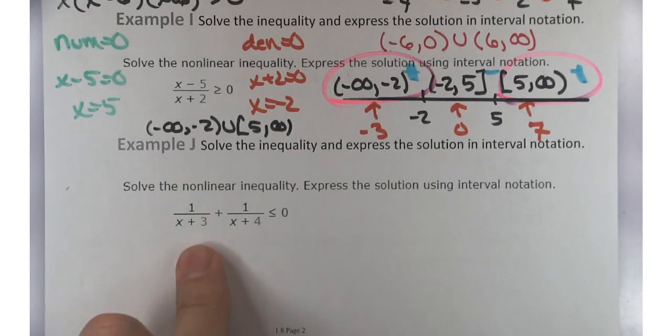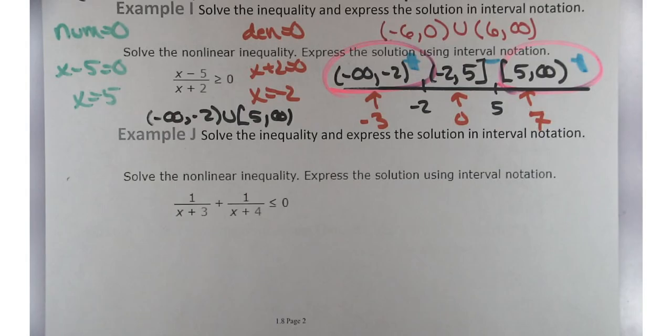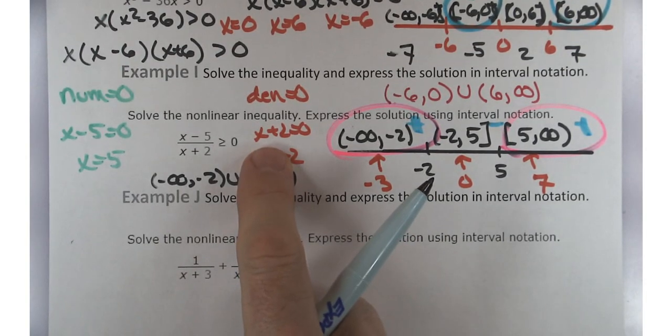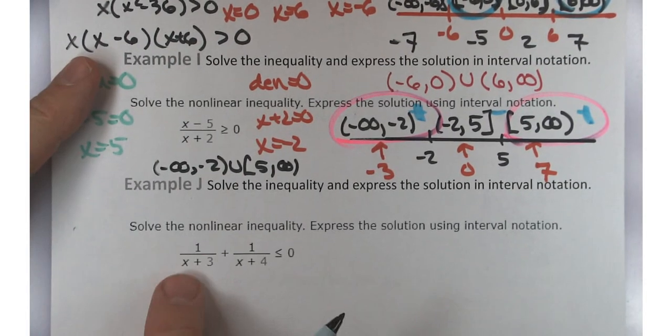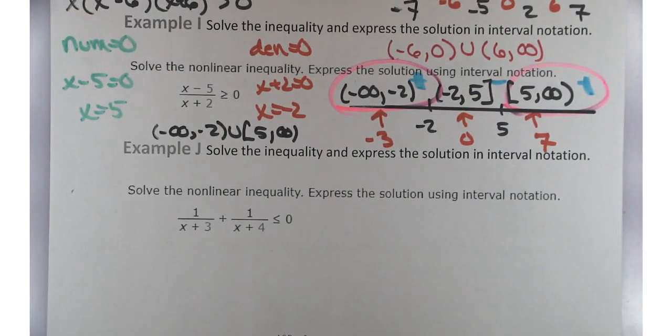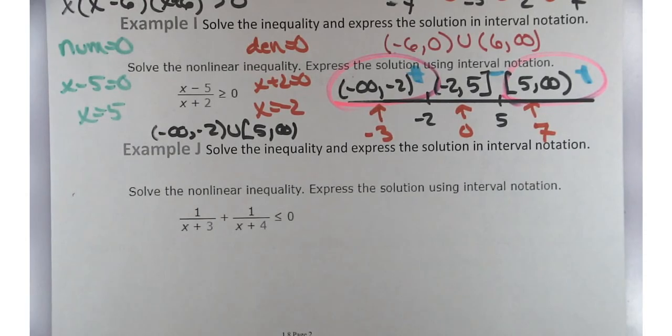Now, I'm going to set you up for example J, but hopefully if we get a little time later today, I'll let you do this. Before I do my numerator and denominator equals 0, I've got to rewrite this so that I have one fraction on the left-hand side. I can't do this with two fractions. I have to have one. Over here, I had 1. Here, I don't.